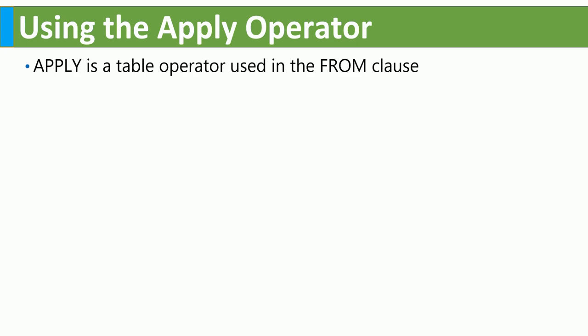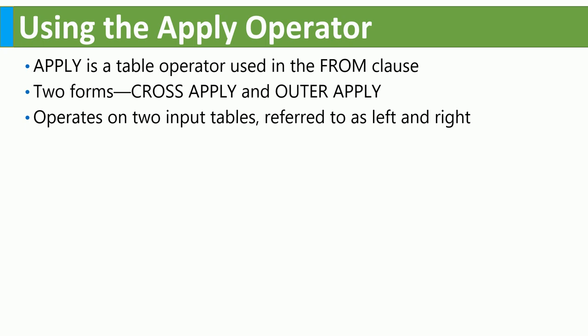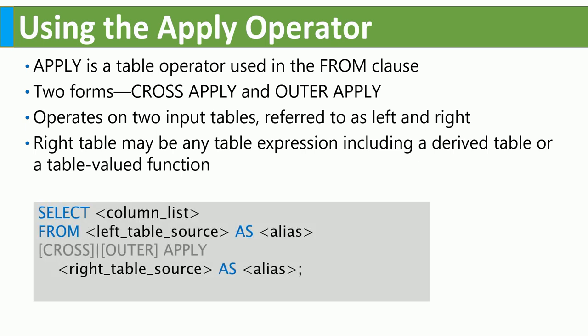APPLY is a table operator used in the FROM clause, in the form of cross apply and outer apply. It is an operator in which the input tables are referred to as left and right. The right value may be a table expression, including a derived table or a table-valued function. So basically, when you are using cross apply or outer apply, how will you get the data?